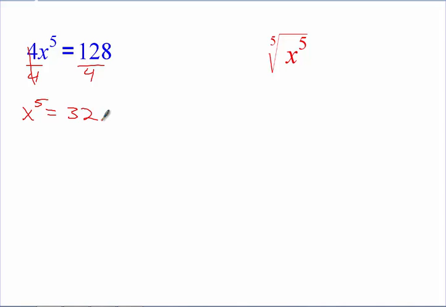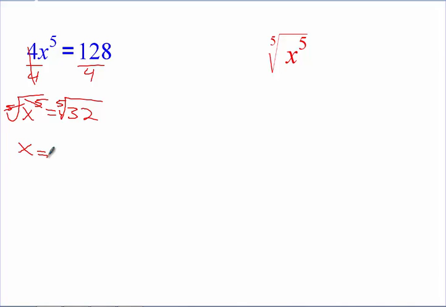And then how do I get x by itself? How do I get rid of a 5th power? Well, how would I get rid of a square? Square root. How do I get rid of a cube? Cube root. So how do you think I get rid of a 5th? 5th root. So I take the 5th root of both sides. So what happens to these two 5s? They cancel out, leaving me with just an x.